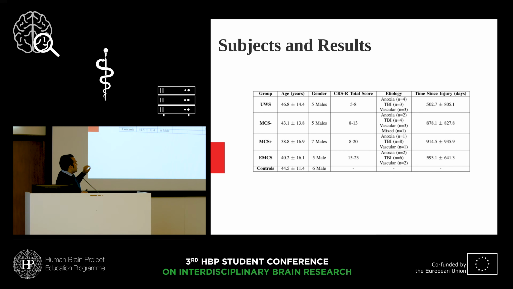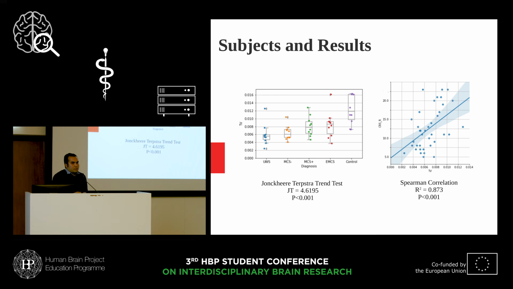We included UWS, MCS minus, MCS plus, EMCS, and healthy controls, with 10 subjects in each group. We studied just the patients that have a somewhat normal brain, not very severely brain damaged, because some patients are really brain damaged, for example, some part of the brain doesn't exist. If you want to do EEG analysis, that is a challenge, so we included only patients that have a normal brain.